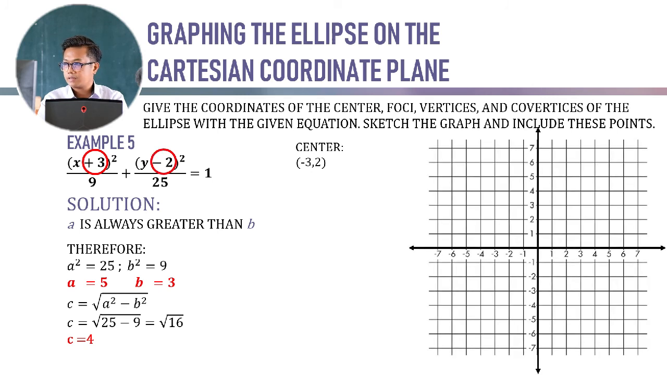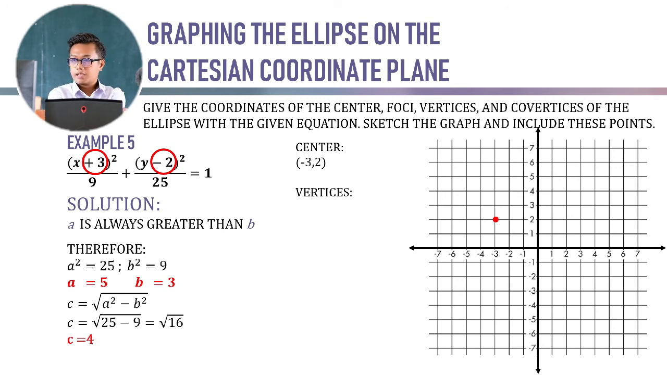Okay, graphing your center. So, 3 units pakadto pa left and 2 units pakadto pa babaw from your origin, I mean. So, this is the center of your ellipse. Now, for your vertex, ang imong vertex ara siya gani always naka-intersect sa imong major axis.